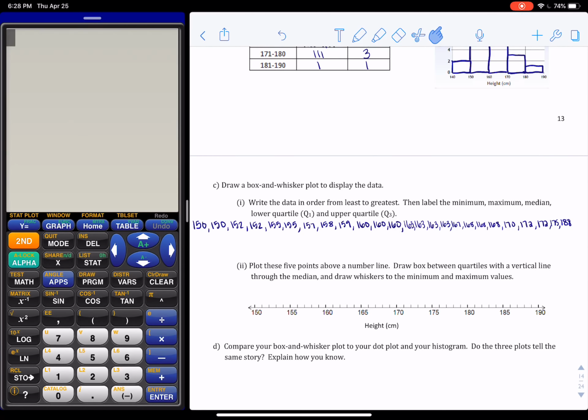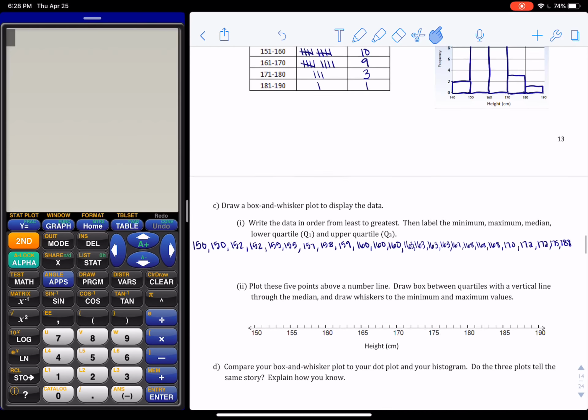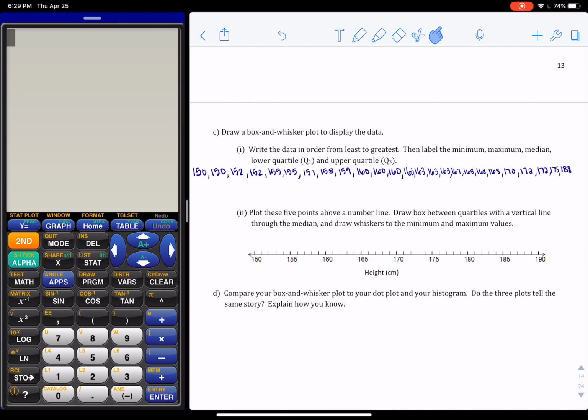So now we're going to be drawing a box and whisker plot to display the data. A box and whisker plot is a graph that shows the distribution of a set of data along a number line, dividing the data into 4 parts using the median and the quartiles. This one's probably the most complicated, but it's what we're going to be focusing on when we do our project. So here, it says write the data in order from least to greatest. I did that first already.